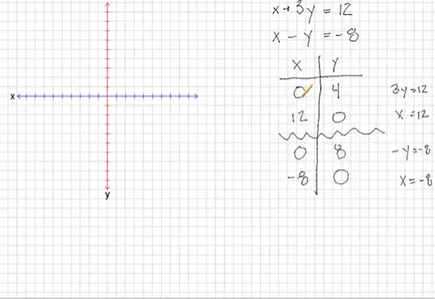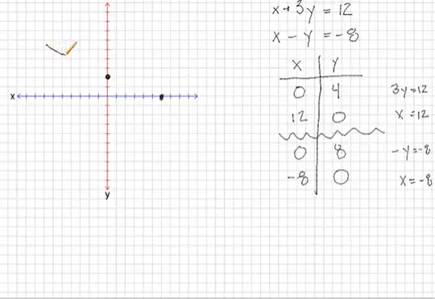So I have the point 0, 4. So I'm at 0 on x. I'm going to make each of these 2 units. So we're going to count by 2's here. So 2, 4. So that point is on line number 1. I also have the point 12, 0 on line number 1. So let's go 0 on y and 12 on x. 2, 4, 6, 8, 10, 12. There's my other point on line number 1.